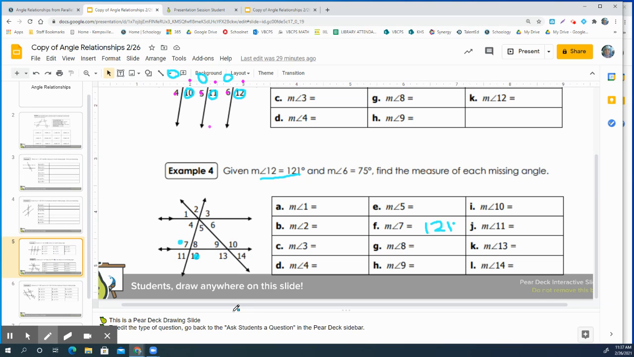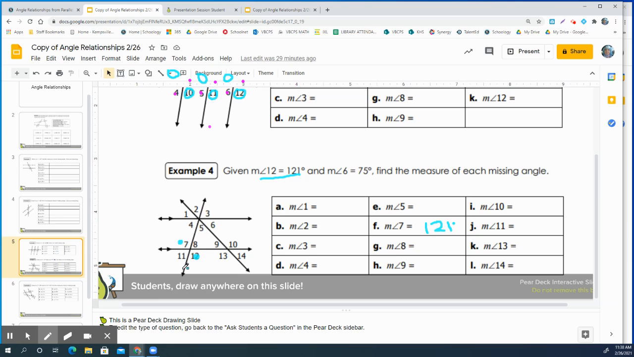Anything else 121? Which one? 14. 14 looks acute to me. So I like the thought of sliding it over. We can only slide on transversals, right? So we can slide the blue angles up this way, but we can't slide them over this way. Okay. Can we calculate anything else in that intersection?